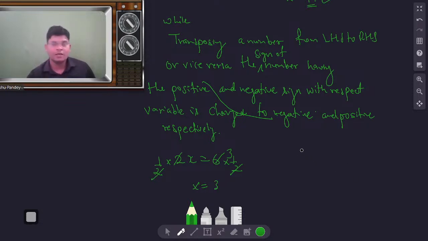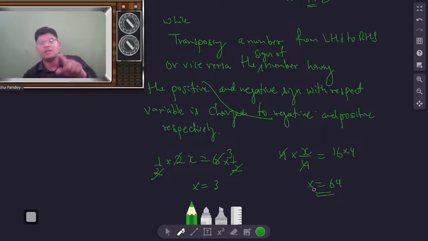Suppose I say that x divided by 4 will give us 16. So x by 4 means I have to multiply this by 4 to cancel this 4, and the same thing I have to do here as well. So x is going to be 64. So while transposing a number from LHS to RHS or vice versa, the sign of the number having the multiplication and the division sign with respect to the variable is changed to division and multiplication. Understood? Yes. Same sentence, only in case of positive and negative we are going to write multiplication and division.